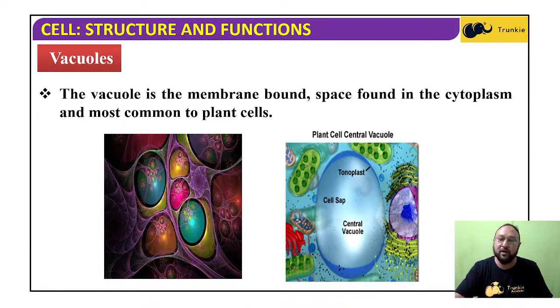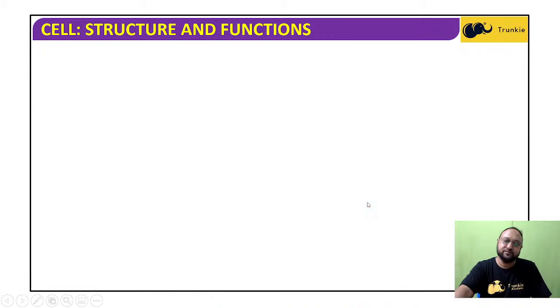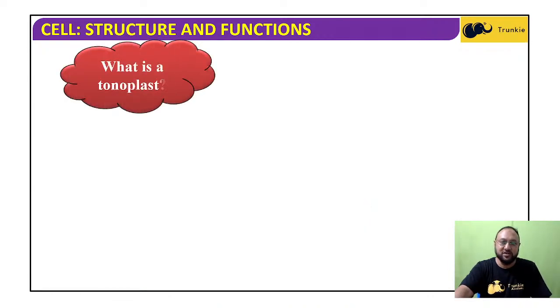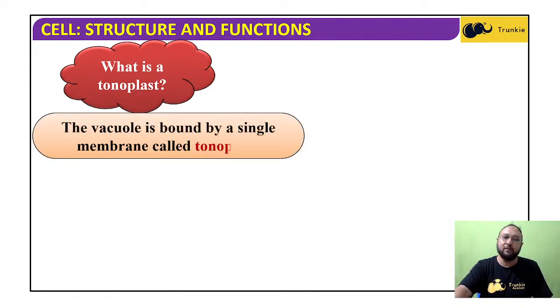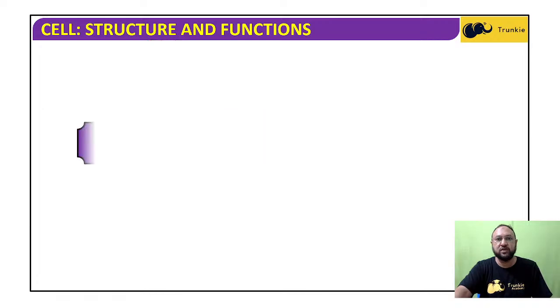Cell sap or central vacuole. You can see that the central vacuole is there, and the cell sap is present. The cell sap is water with dissolved minerals. So what is the tonoplast? The vacuole is bound by a single membrane, that is the tonoplast. This is important for the exam.